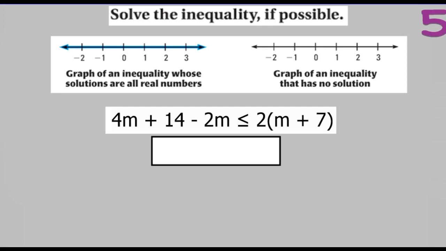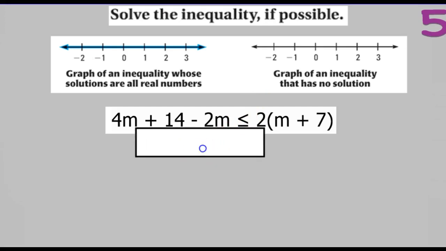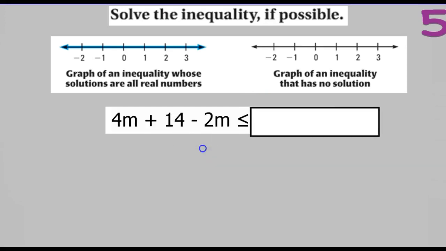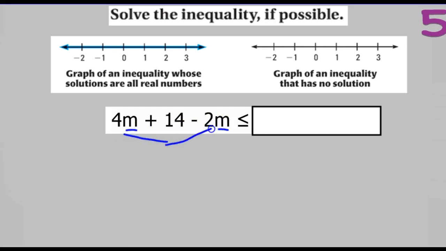Now if we look at this problem, we have a lot of numbers and a lot of different letters, and it looks like a lot of different things going on. So what I'm going to do is cover up one side of my problem so I can just deal with one side at a time. The side that I'm going to deal with here is 4m plus 14 equals negative 2m. I see that we have two of the same variables.